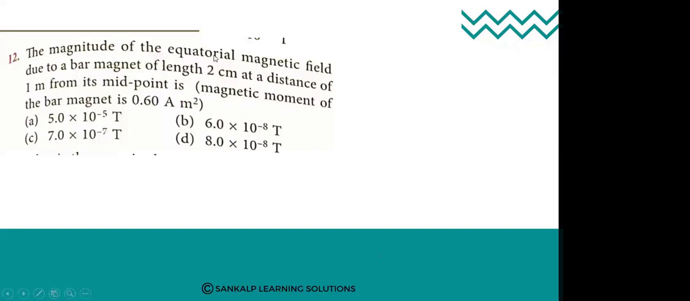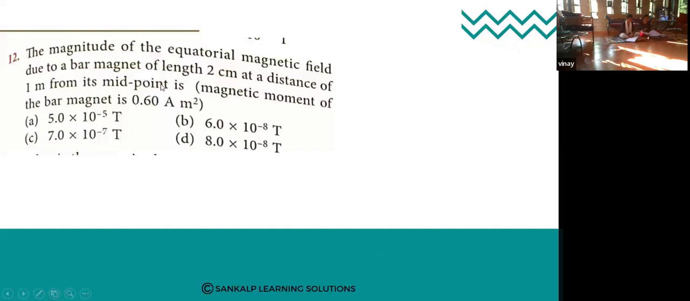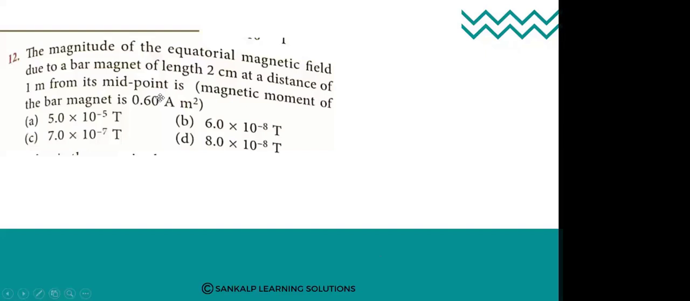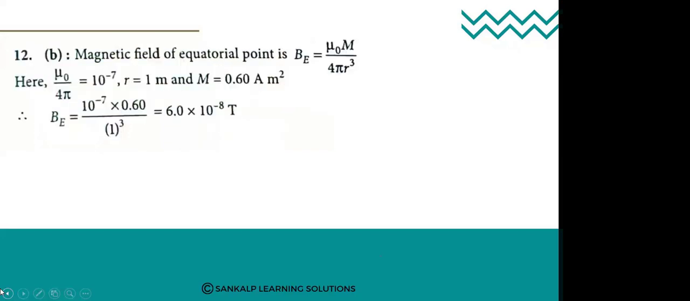See, the magnitude of the equatorial magnetic field due to a bar magnet of length 2 centimeter at a distance of 1 meter from its midpoint. Okay, so from the midpoint they are considering. Therefore, here the formula becomes mu naught upon 4 pi, capital M by R cube.